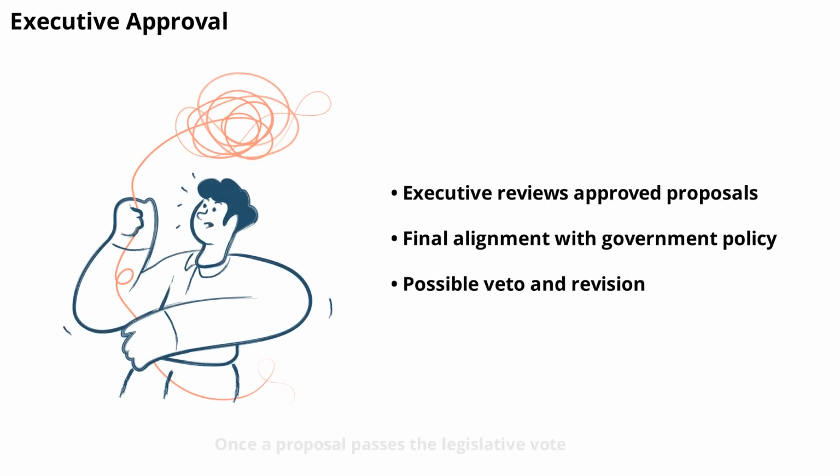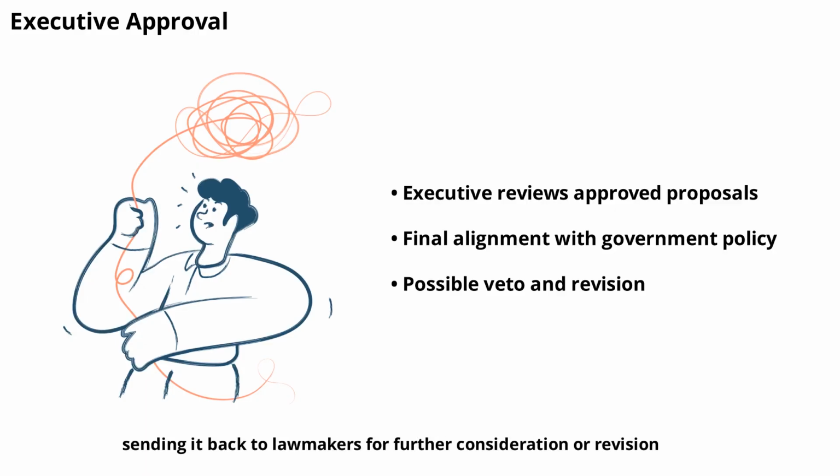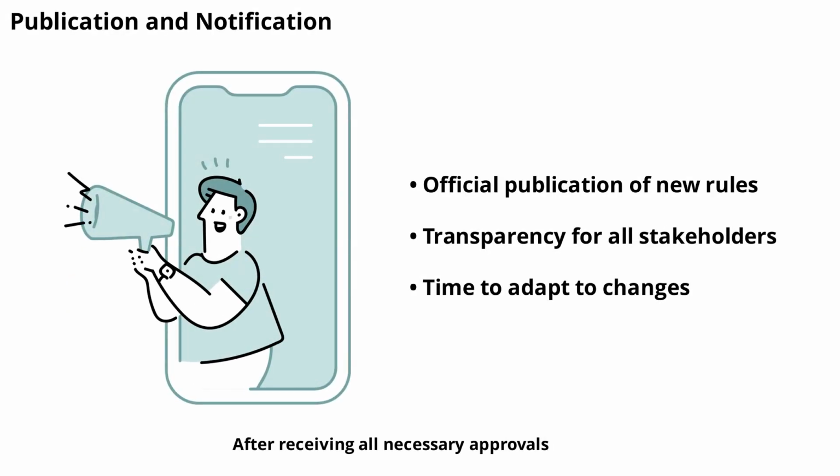Once a proposal passes the legislative vote, it often requires approval from the executive branch, such as the president, prime minister, or relevant minister. This step acts as a final check, ensuring the new rule aligns with broader government policies and priorities. In some cases, the executive can veto the proposal, sending it back to lawmakers for further consideration or revision. After receiving all necessary approvals, the updated rule is officially published.